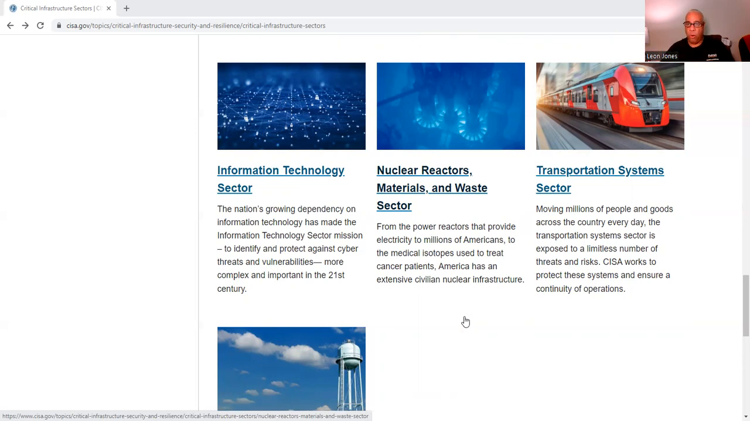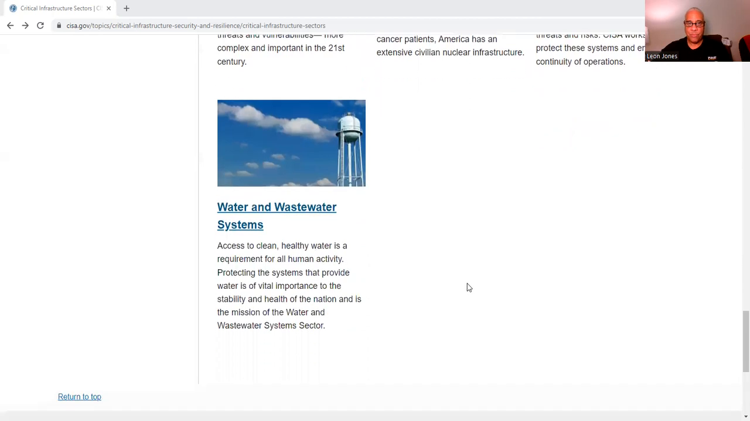Now, as I move on, the transportation system sector, very important because moving millions of people and goods across the country every day, the transportation system sector is exposed to a limitless number of threats and risks. CISA works to protect these systems and ensure a continuity of operations.